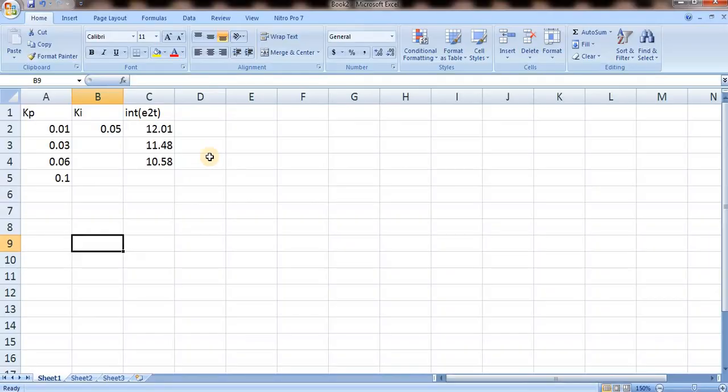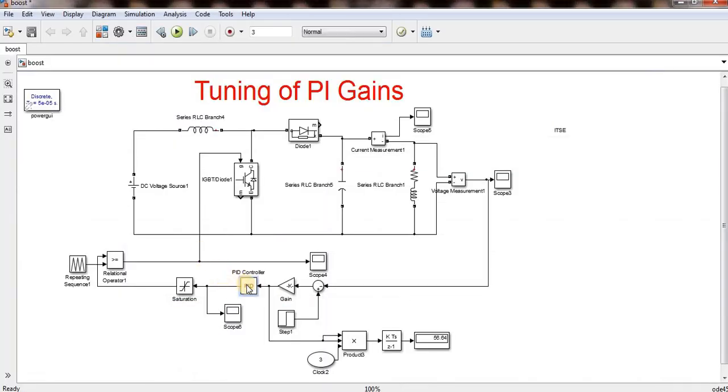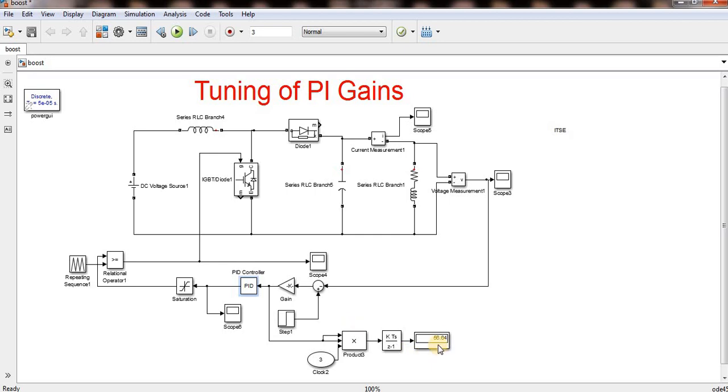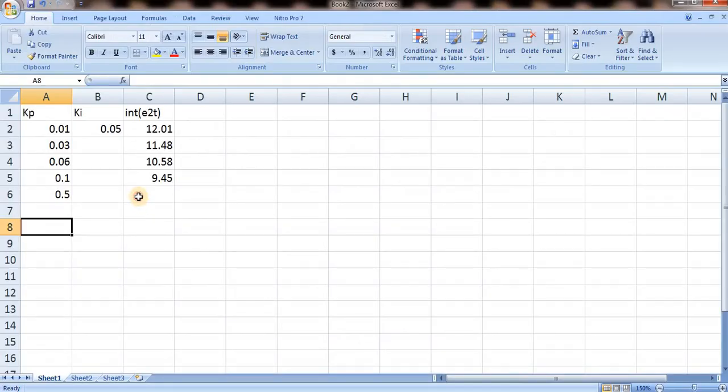9.46 is my output. 9.46. So still it is reducing. So still I can increase the Kp 0.5 or whatever I kept it. This is 0.5, but for 0.5, see, 56 is coming. So how much change is there? 56. So suddenly it is increasing.